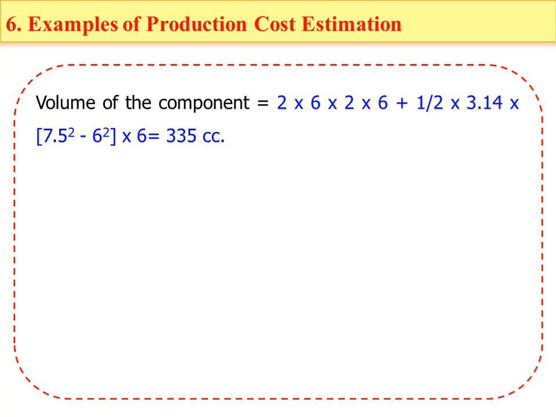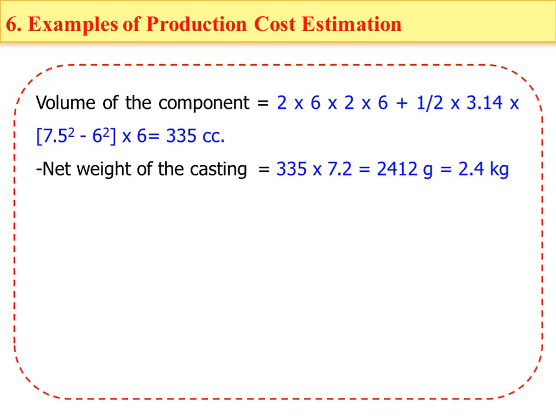Now we will calculate the volume of the component. It depends on the object. We can use some basic shapes like a circle, a square, etc. And then we calculate the net weight of the casting by the volume of the component multiplied by the density of material used.